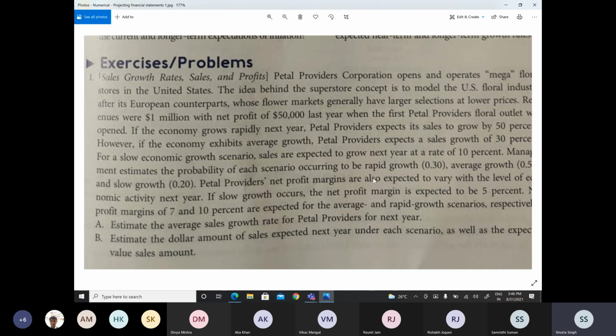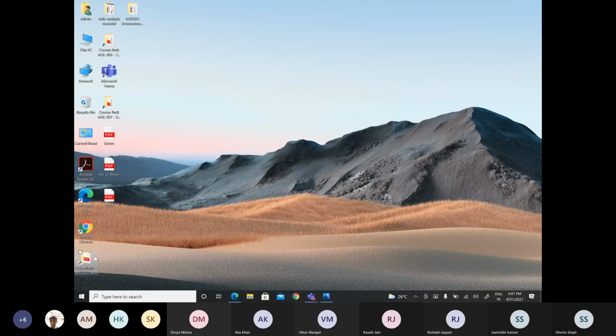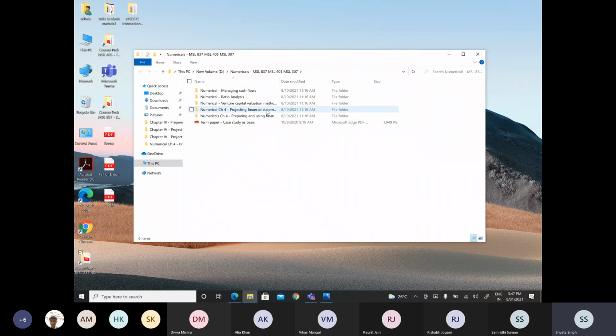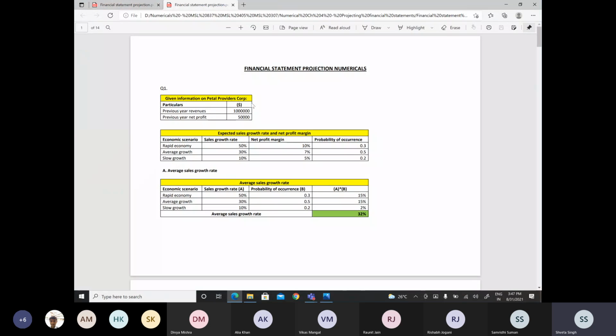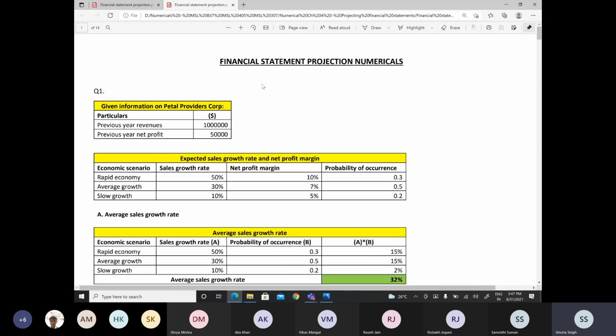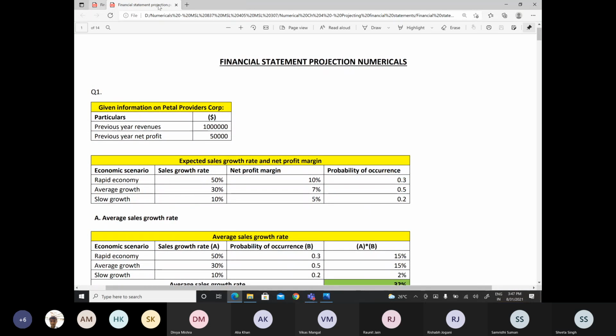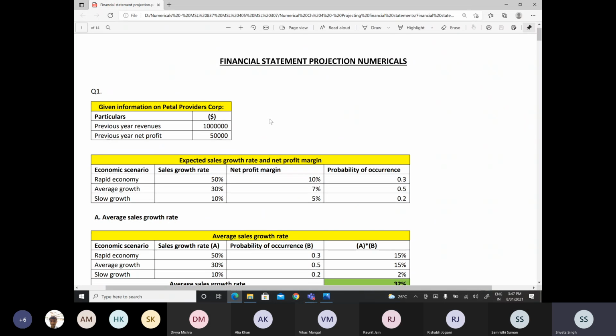Okay. So if this is the data that is given and you have to calculate the sales growth, and then based on that you are supposed to calculate the dollar amount of sales as well as the expected value of sales amount. So this is the solution. Just let me show you. All of this is already there. So Samriddhi, is this visible? Yes, ma'am.